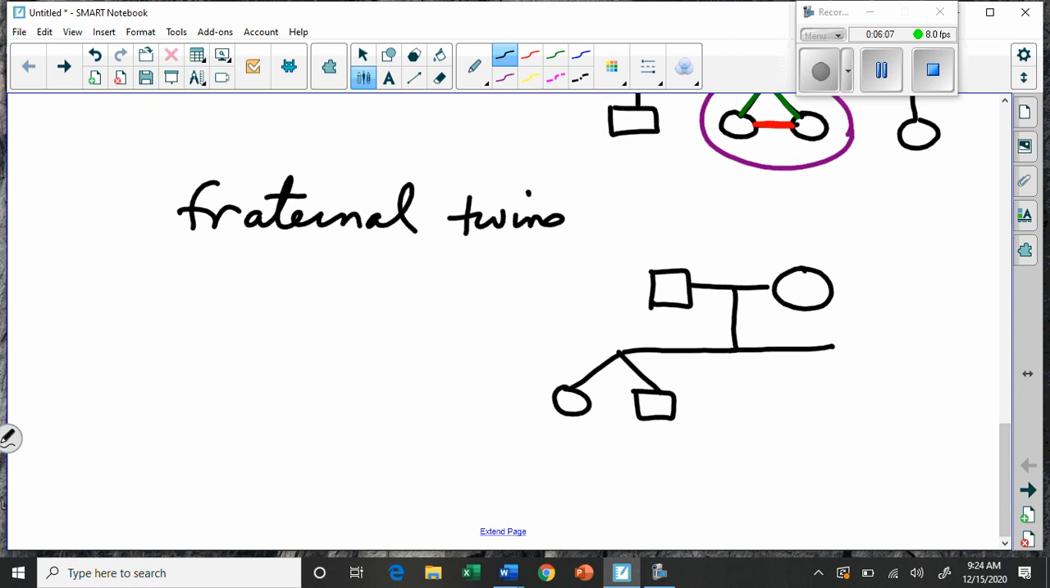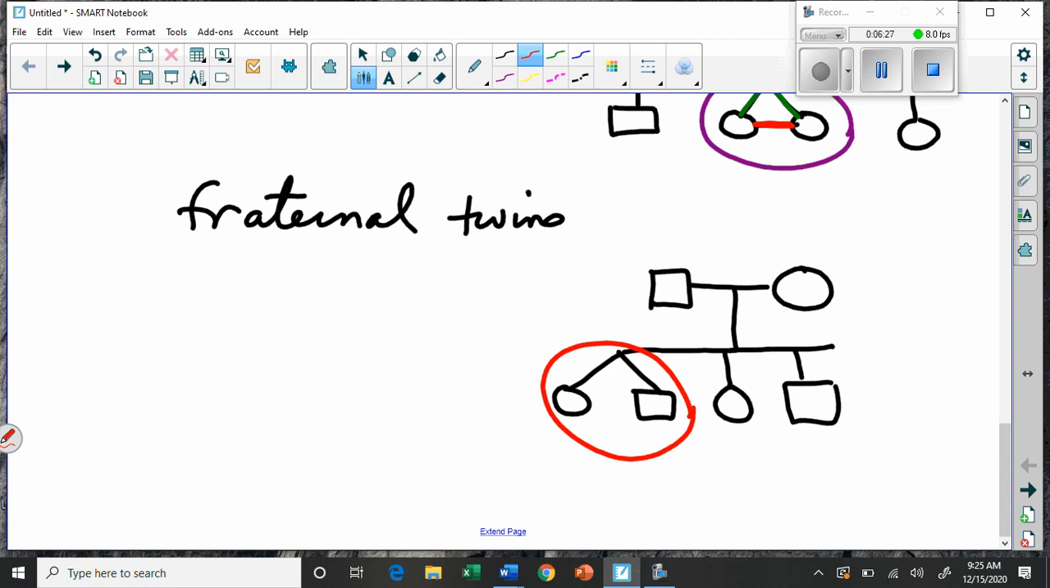So there's a boy and a girl, which they can be. Fraternal twins are not genetically identical, but it does indicate that they are born as twins at the same time. And then maybe they had another child and another child, big family of 4, who knows. So the thing that's different is they don't have the joining red line between them.